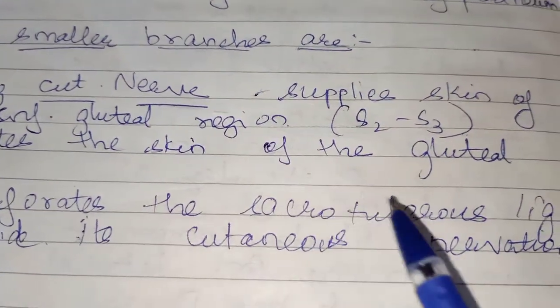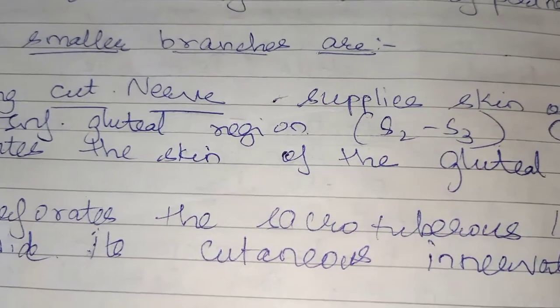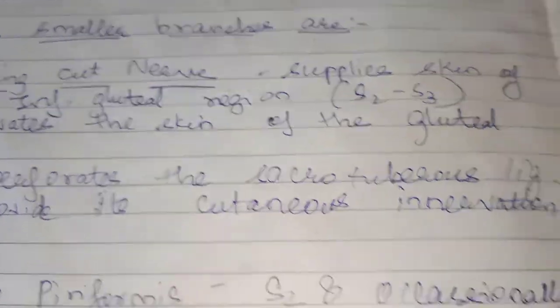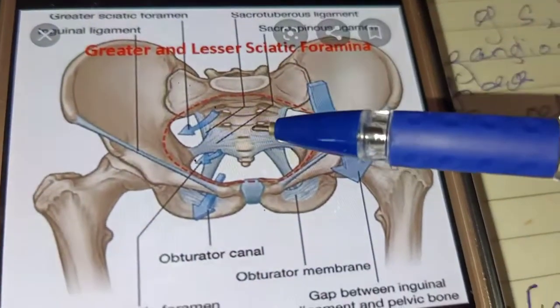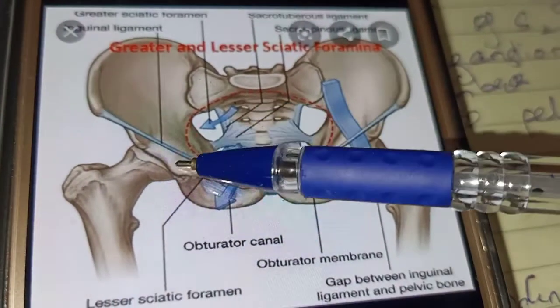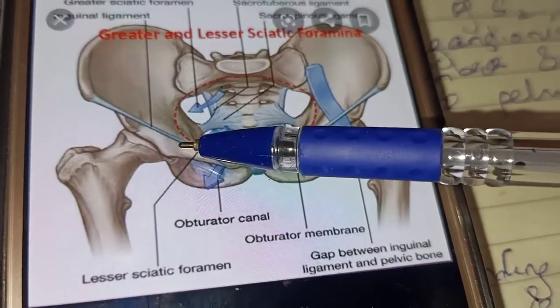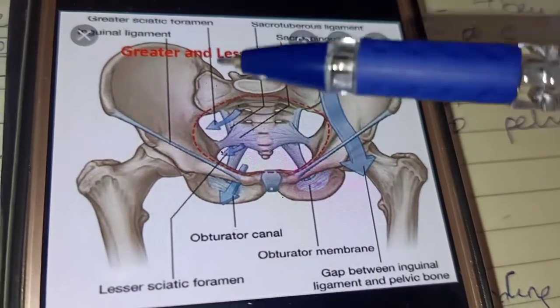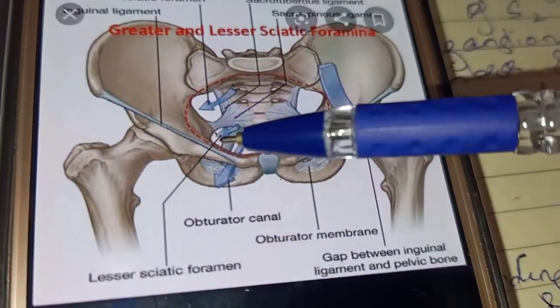The sacrotuberous ligament. This is the perforating cutaneous nerve. It supplies the skin of the inferior gluteal region, and it innervates the skin of the inferior gluteal fold.